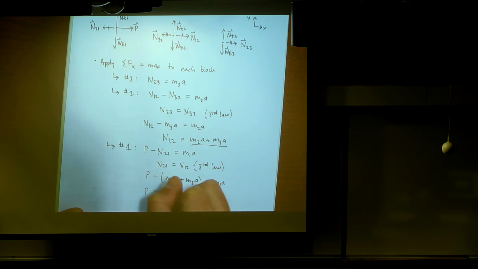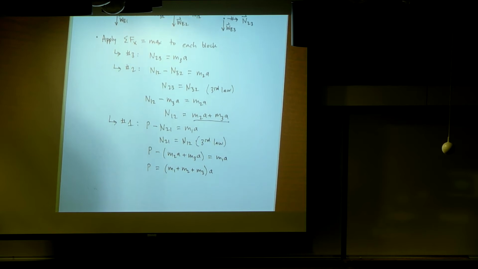So at P equals, I'm going to move all of this over to this side of the equation by adding. So what do I have overall? Just all the masses added together, m1 plus m2 plus m3, times a, all added together. That equals the push force. So our acceleration must just be the push force, P, divided by all of those masses added together. And that's our acceleration.